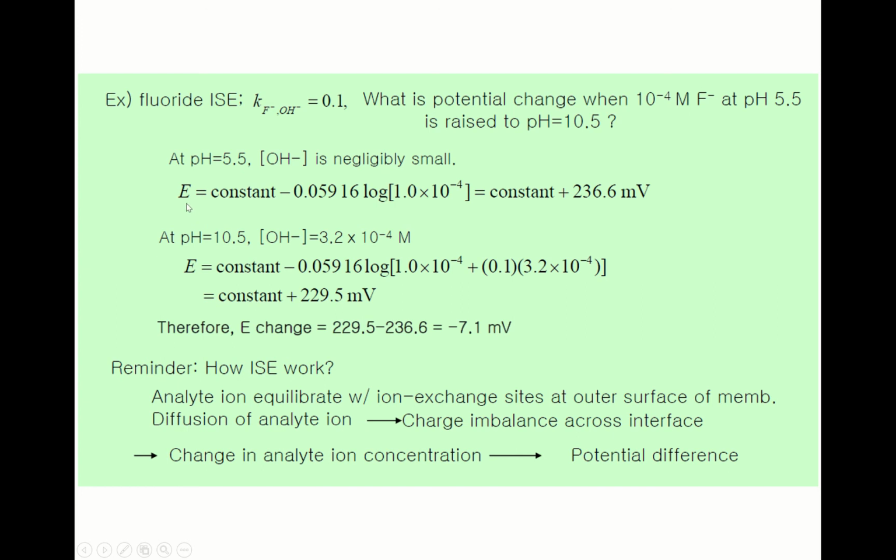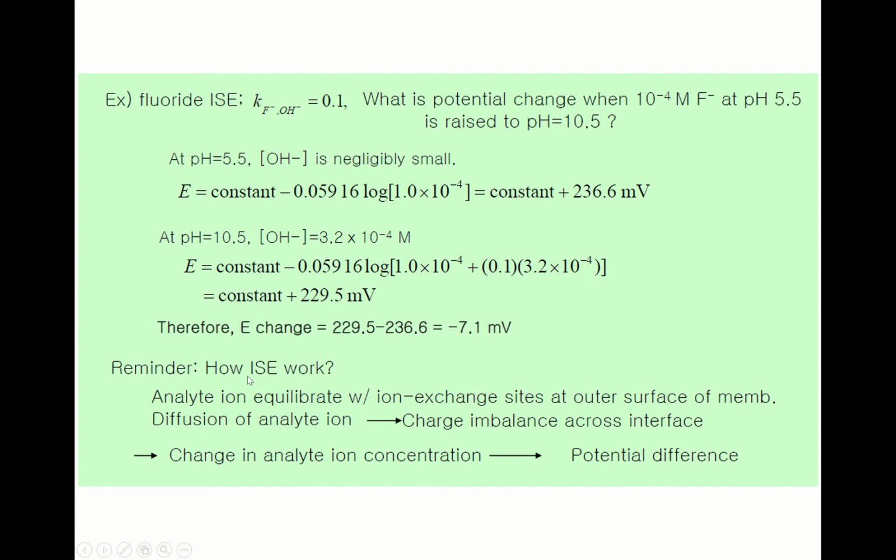Wow. Since the fluoride concentration is constant, the potential must be constant, but because of the interfering effect of hydroxide ion, it changes. By how much? By 7.1 millivolt. This difference is not small, so you have to consider it.